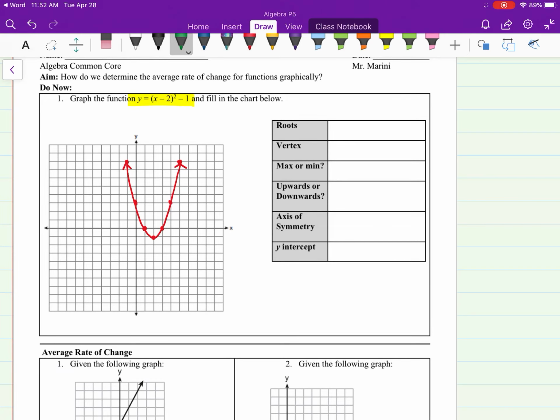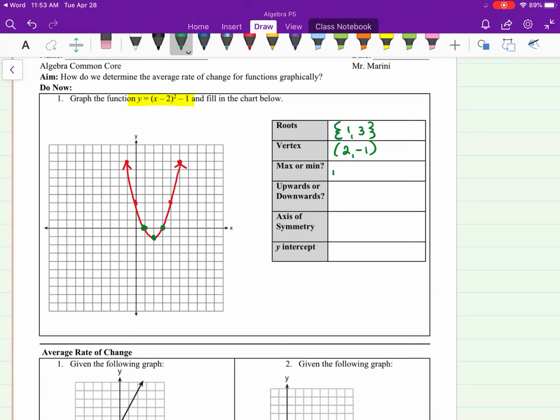Roots is where the graph crosses the x-axis, which is in green here and here. So that is at the numbers x equals 1 and x equals 3. Or you can write them in set notation as {1, 3}. All right. The vertex is that coordinate right at the bottom of the curve, which is the coordinate (2, -1).